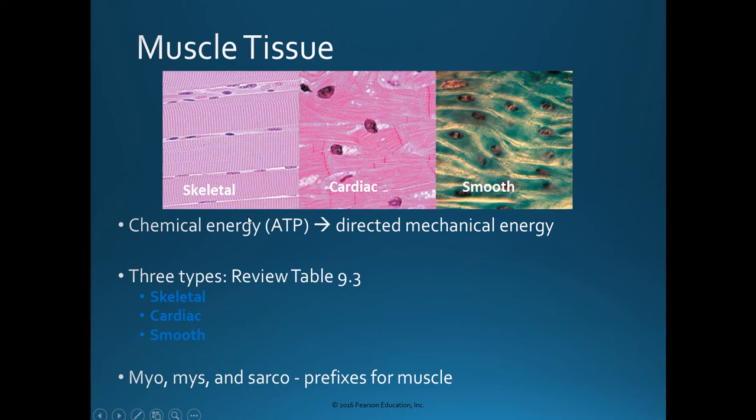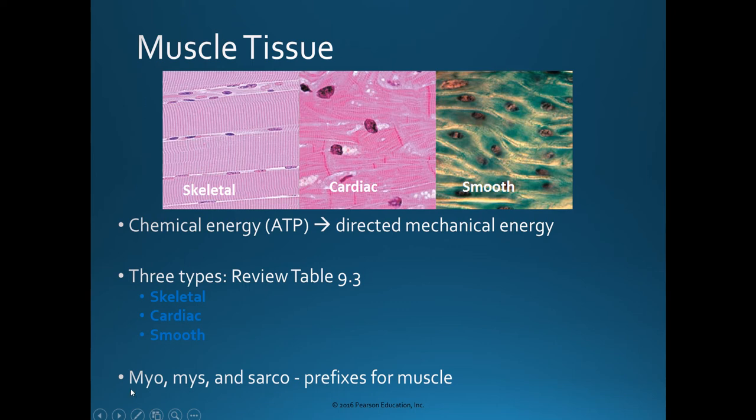Muscle tissue is also very well vascularized, all three of them. They require a ton of oxygen and nutrients to do their job, especially skeletal and cardiac muscle. So there's a nice table in your book, Table 9.3, and it really is a nice comparison between all these muscle types. So for any compare and contrast type questions, that's a good resource for you to look at.